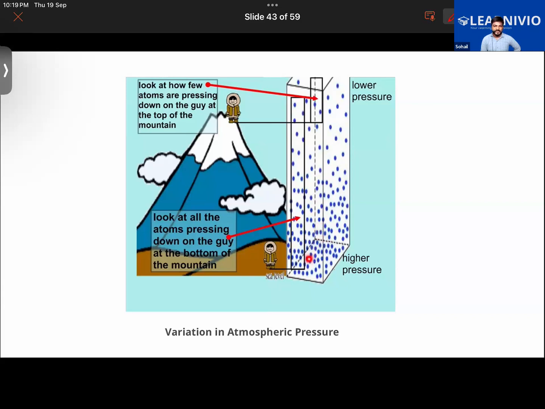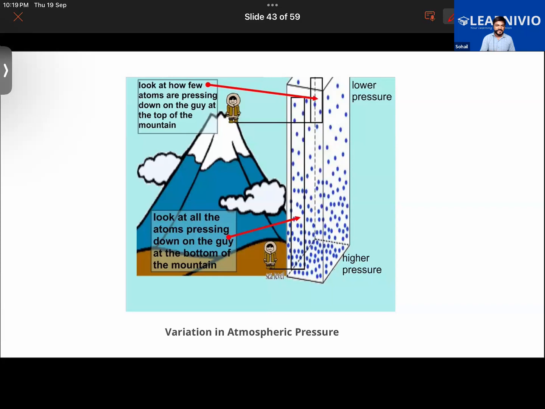So just think of this: there are so many air molecules here, and all of them are applying pressure on this area, so more pressure is generated here. But since there are fewer air molecules here, the pressure generated by them is less. So that is the reason why there is a difference in pressure, and this person will be more likely to suffer from nose bleeding.